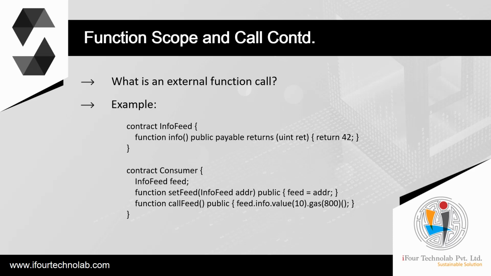.value and .gas, respectively. Any wei you send to the contract is added to the total balance of the contract. You need to use the modifier payable with the info function because otherwise, the .value option would not be available.